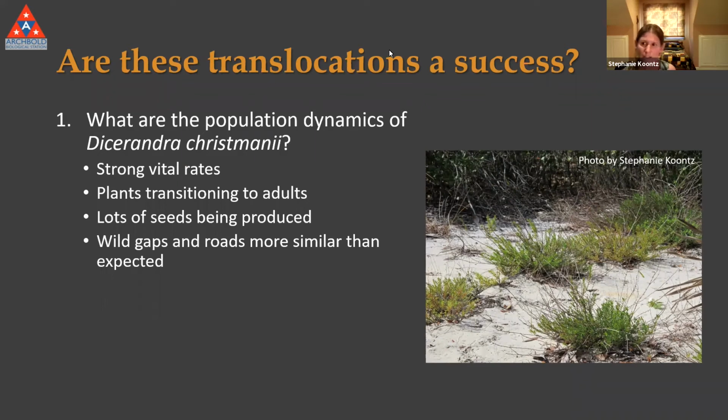And what was really surprising to us is that our wild gaps and roads were more similar than we expected. They didn't have the variability that we have observed in other endemic gap specialists, where along those roadsides, they tend to have much more variable population dynamics.